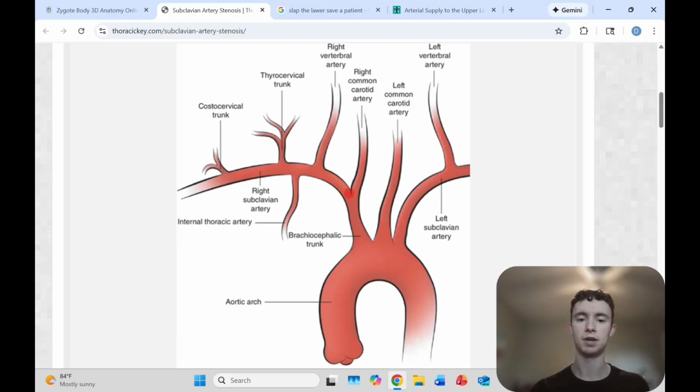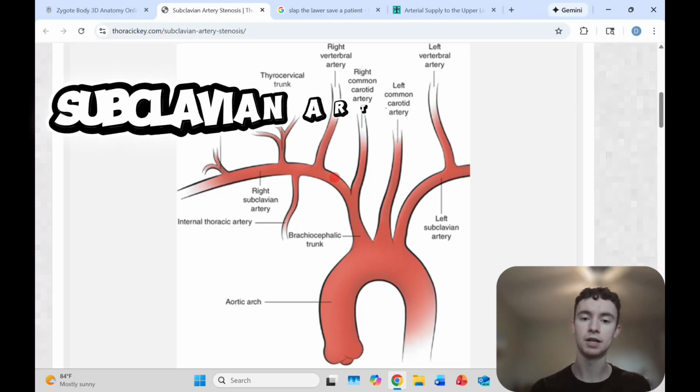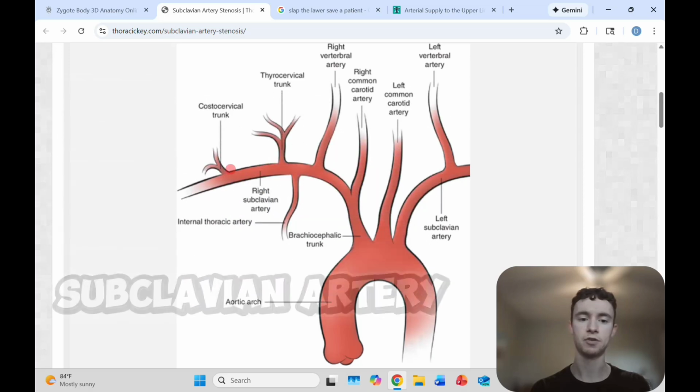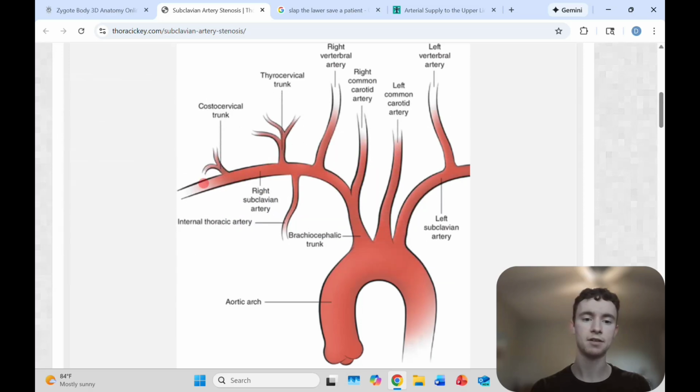And so our first branch right here to go to the arm, as the common carotid goes up the neck and to the brain and the face. So we can go down here to the subclavian artery, which is our first artery up here. And our big subclavian artery, it's very large as it's handling a lot of high pressure from the heart there. And there's a bunch of branches that branch off of the subclavian artery.